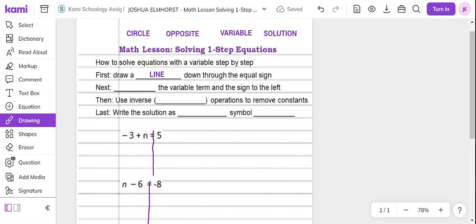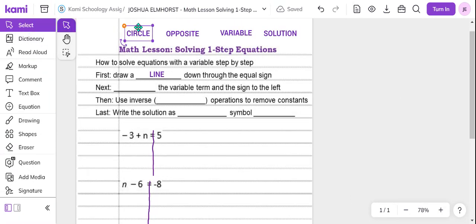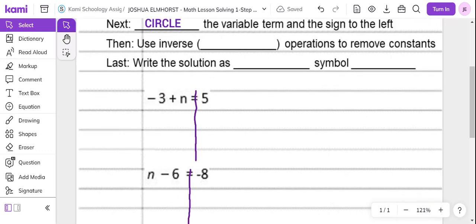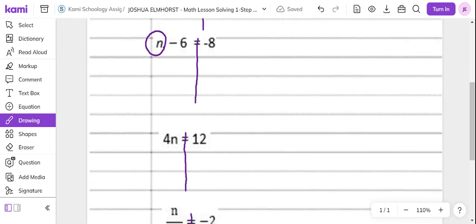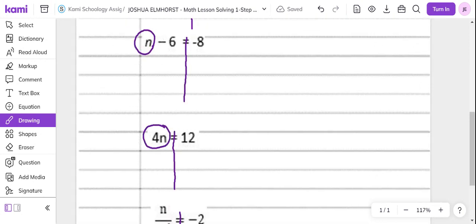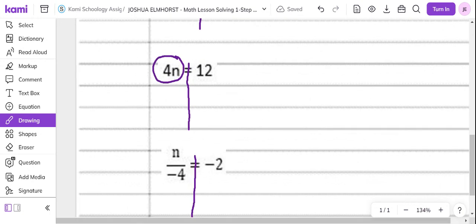All right, so next we're going to circle the variable term and the sign to the left of the variable term. The sign to the left of the variable term is going to help us focus on whether that term is positive or negative. So right here, n, the variable, is right here. N is going to be positive on the left. And then this variable term n is right here, and also up on top we have the variable term n.